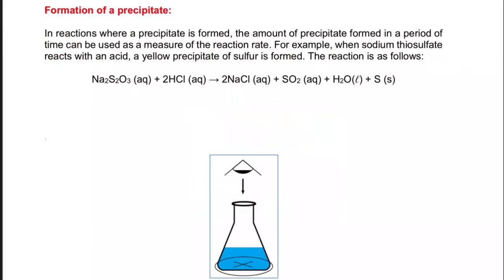And lastly, there are reactions where a precipitate is formed. In reactions where there's a precipitate, the amount of precipitate formed in a period of time can be used as a measure of the reaction rate. For example, when sodium thiosulfate reacts with an acid, a yellow precipitate of sulfur is formed, as you can clearly see in our reaction.